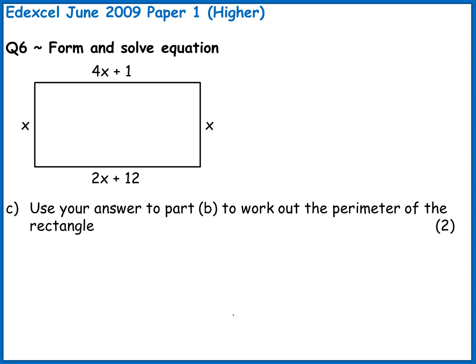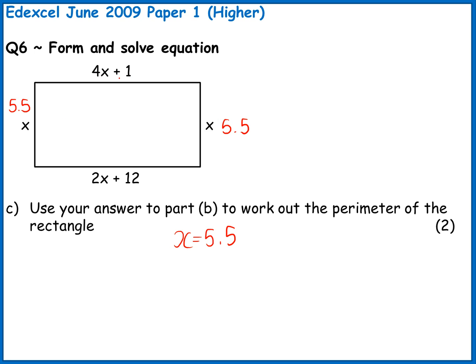And then part C, I've got to use my answer to part B. So that was x is 5.5. To work out the perimeter of the rectangle, so that's the length all the way around the outside, we're using a bit of substitution again here. So if x is 5.5, I know that this length is 5.5. I also know that this length is 5.5.